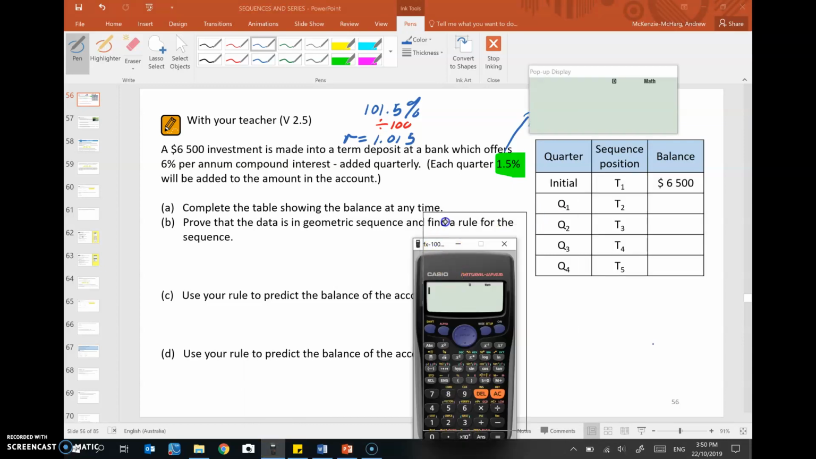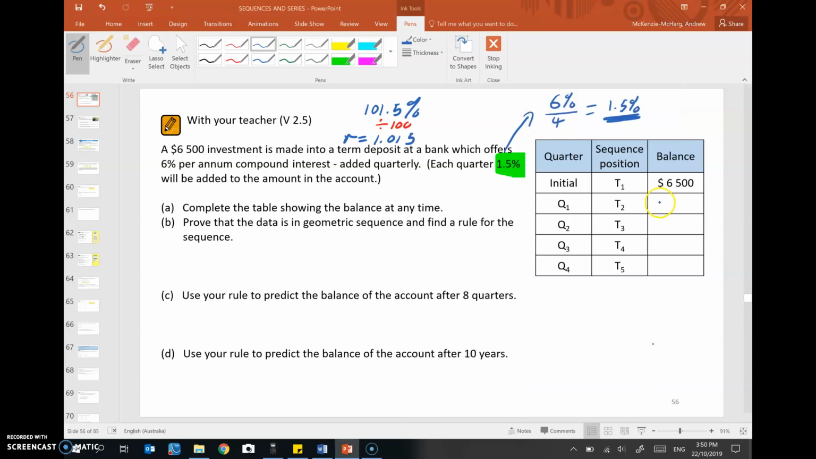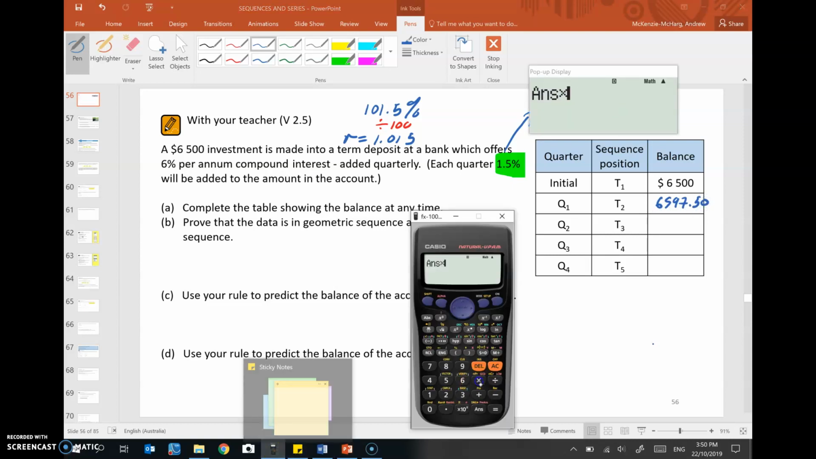So the balance starts out at 6,500. We multiply that by 1.015. After 1 quarter, it will be 6,597.50. And then we'll multiply it by that ratio again. And it's now 6,696.46.